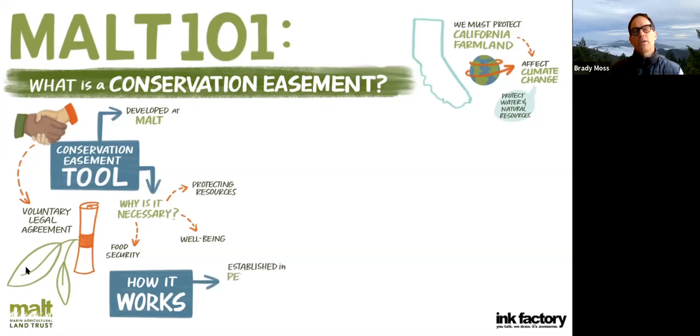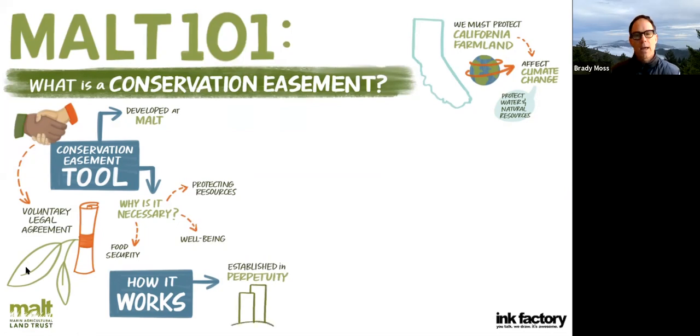And when we say that a MALT easement extinguishes development rights, it means that certain land uses, certain forms of development are prohibited. So non-agricultural residential development, commercial development, even subdividing the land, and any other uses or practices that are seen as detrimental to agriculture and the natural resource values are prohibited.